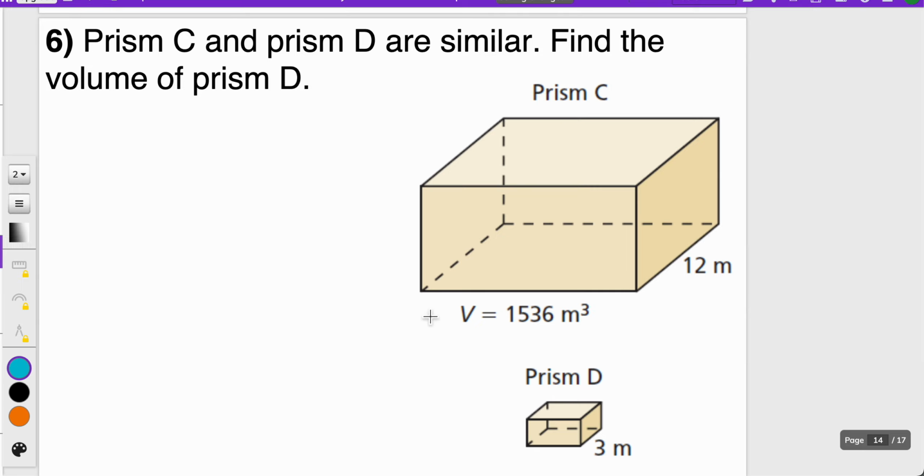So see if you can try this one here. How does prism C go to prism D? Is there a scale factor? And then what could we do going forward?